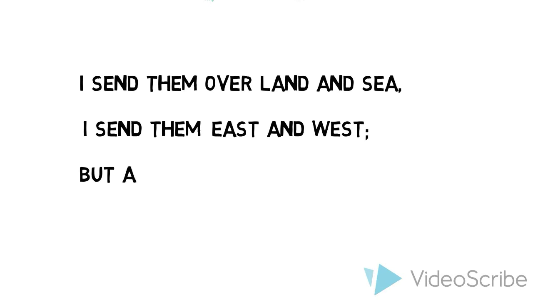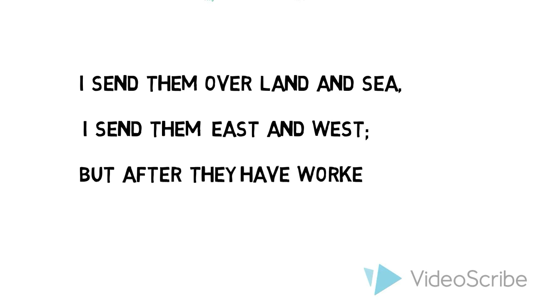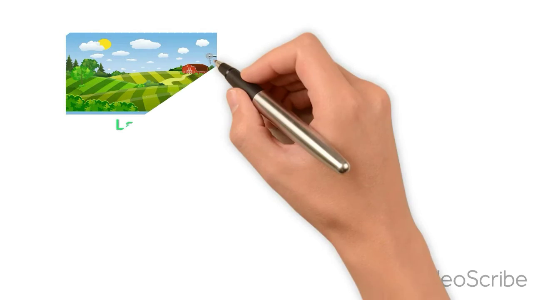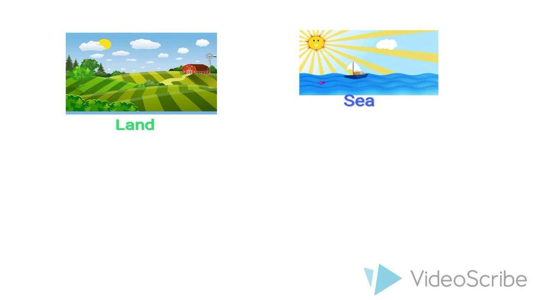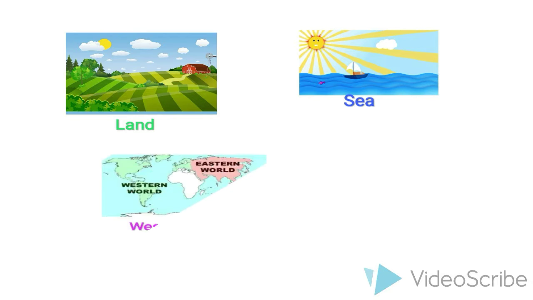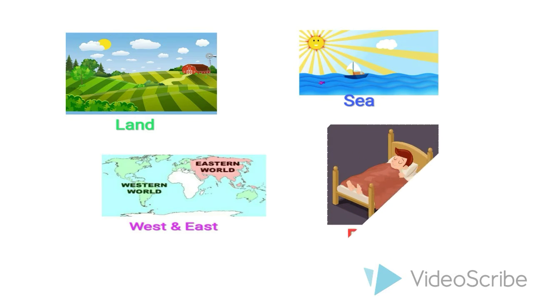The next para. I send them over land and sea. I send them east and west. But after they have worked for me, I give them all a rest. Explanation. He sends them over land and sea means to different places like east and west. But after they have worked for him, he gives them rest.